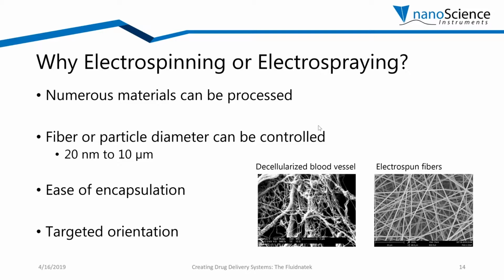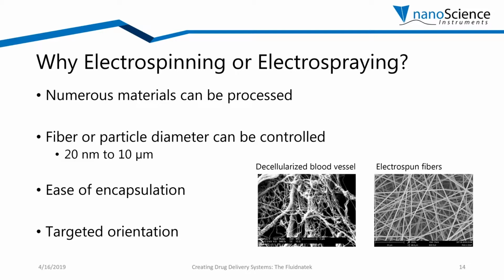If you're making fibers, they provide a high surface to volume ratio, which is key for filtration processes and energy storage applications. They can also mimic the extracellular matrix in an easy fiber formation process. Fiber and particle diameter can easily be controlled through processing parameters. The typical range is 20 nanometers to 10 micrometers, but higher than that can be achieved with proper solution development.